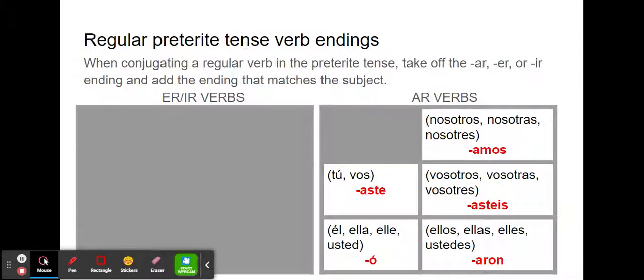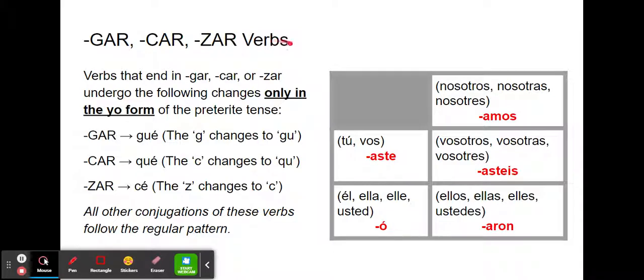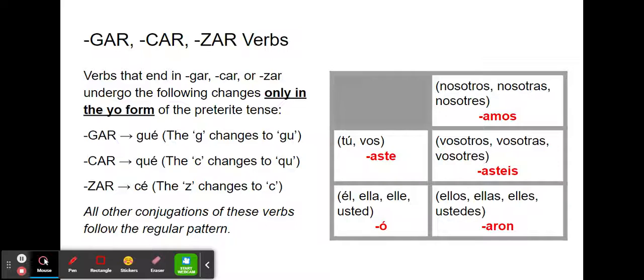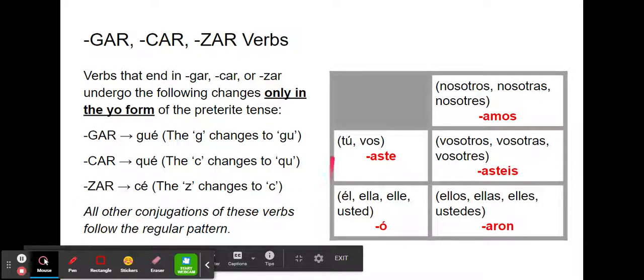So let's look at some examples first on how this works. So GAR, CAR, ZAR verbs. Like I said, here over on the right is the chart that we'll be using for our GAR, CAR, ZAR verbs. And let me explain what these are. Verbs that end in GAR, CAR, or ZAR undergo the following changes only in the yo form of a preterite tense. That's why I have the yo form here grayed out, because the yo form is the exception. And here is what happens in the yo form right here.